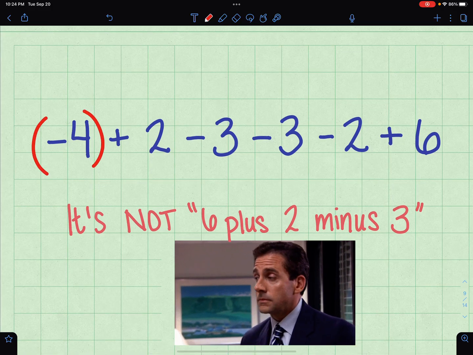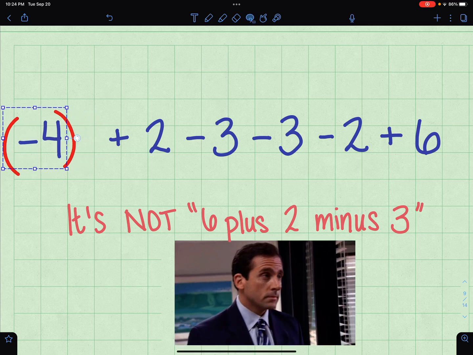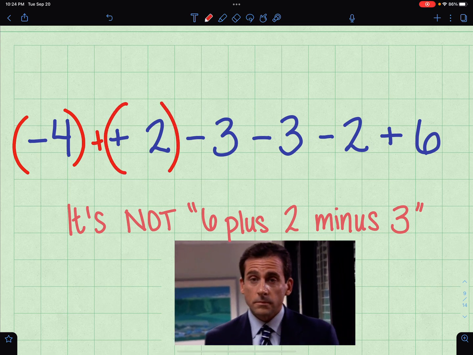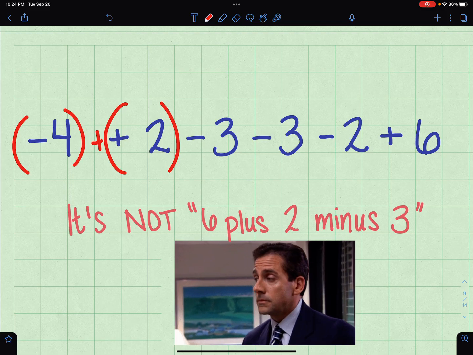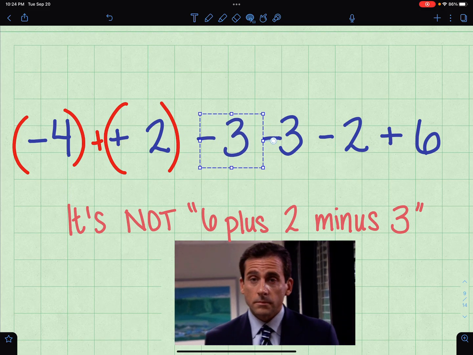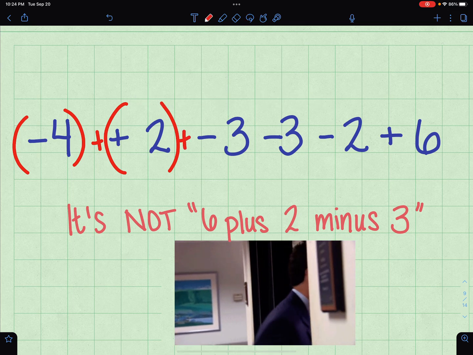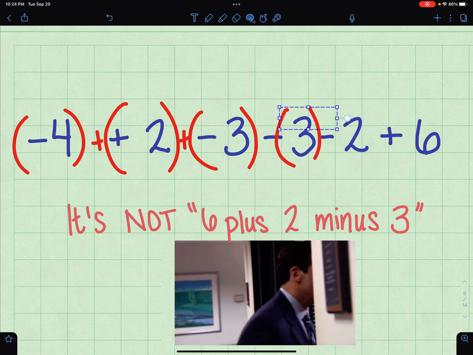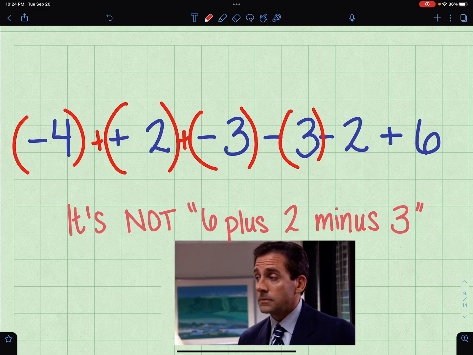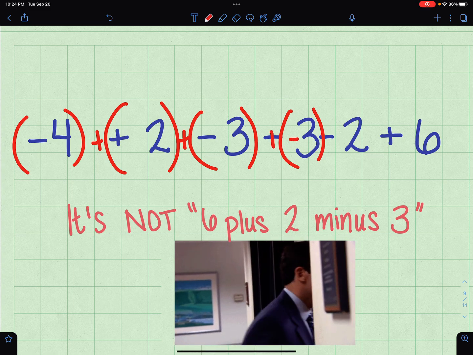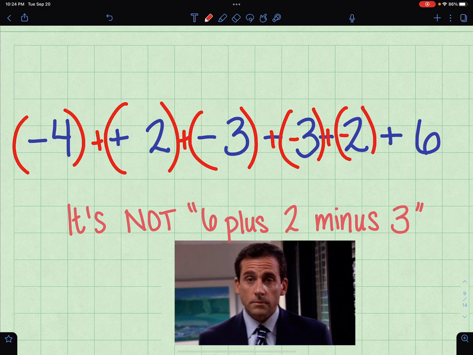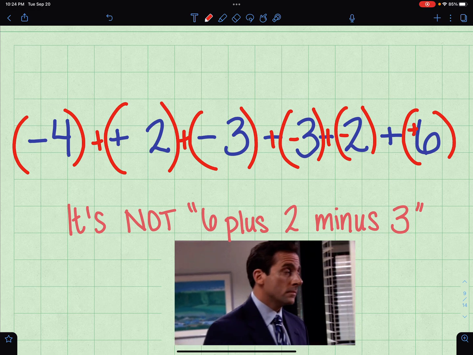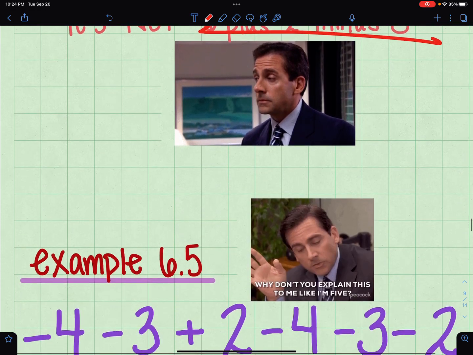It's going to be -4 plus, let's move that over, plus a +2 plus, oh, I'm going to run out of room here. Plus a -3. I'm running out of room. Okay. And this is going to be plus a -3. Okay, this is going to be plus a -2 plus a +6. Okay, you get the idea, but it's not easily 6 plus 2 minus 3. You might think it is, but it's not because you're going to do it right.